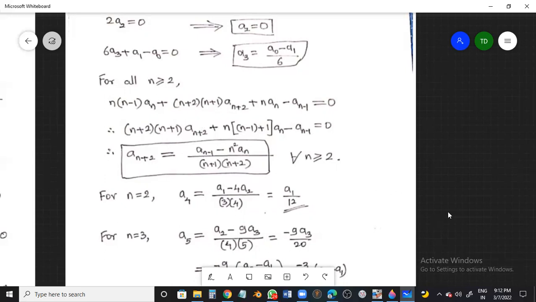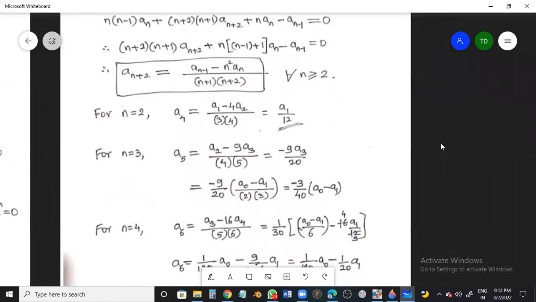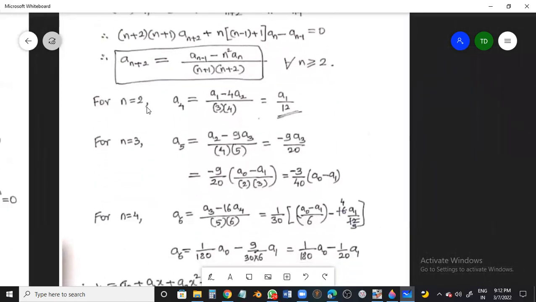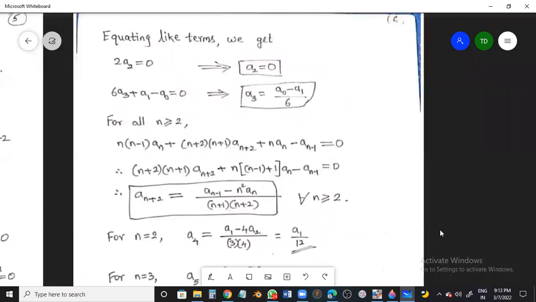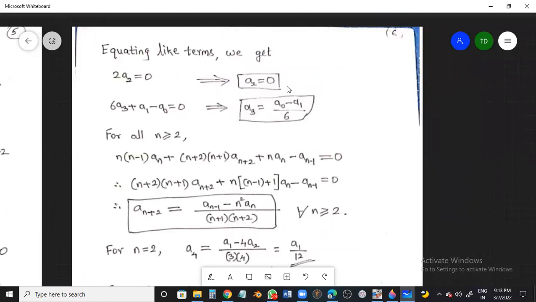Now, I want to write the solution. So let us put n equal to 2. What do we get? a4 is equal to a1 minus 2 square, means 4, a2, and upon 3 into 4. So I got this to be a1 upon 12. Why? Because the value of a0 we have got already 0.